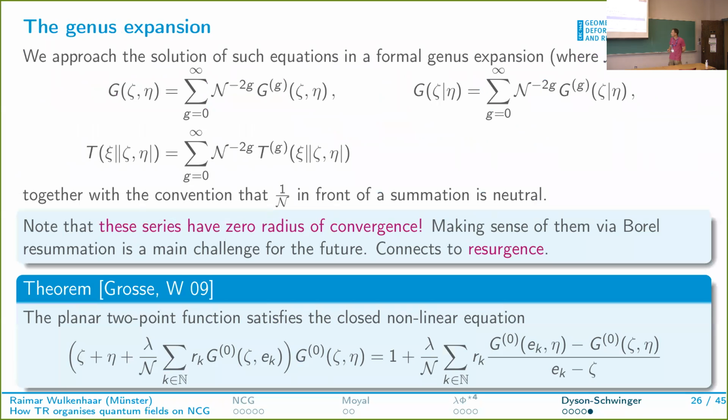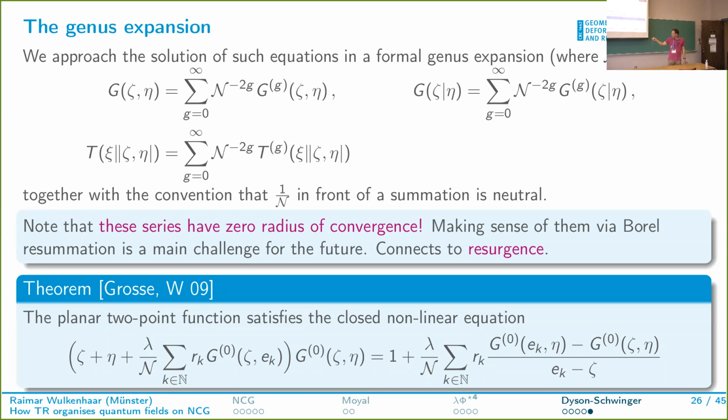Okay, so this was what we arrived at yesterday, and in particular at lowest order, so genus 0, we get such a closed equation only for this planar two-point function. And today we want to solve it. Solve means this equation will have a problem. It's the usual problem of quantum field theory. The sum is unrestricted, so over all natural numbers, and this creates problems. So these sums will not make any sense.